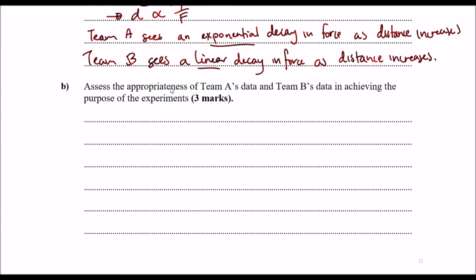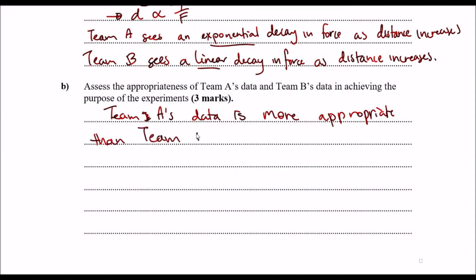Assess the appropriateness of Team A's data and Team B's data in achieving the purpose of the experiment. So I would say that Team A's data is more appropriate than Team B. So this is my judgment here. So that's the judgment.